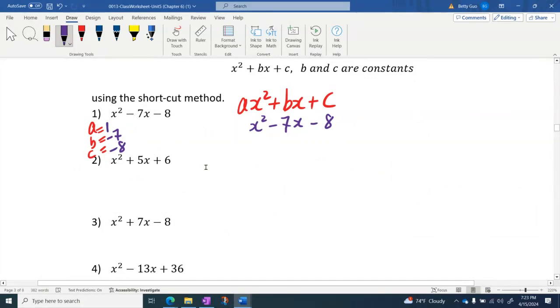Okay, try again. Number 2. Determine if that is a quadratic trinomial. If it is, what is A, what is B, what is C? I'm going to let you practice that.